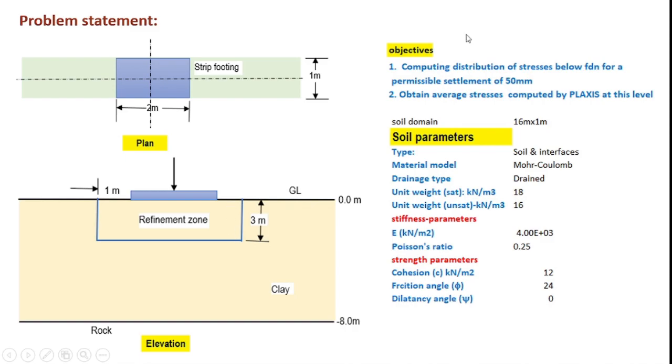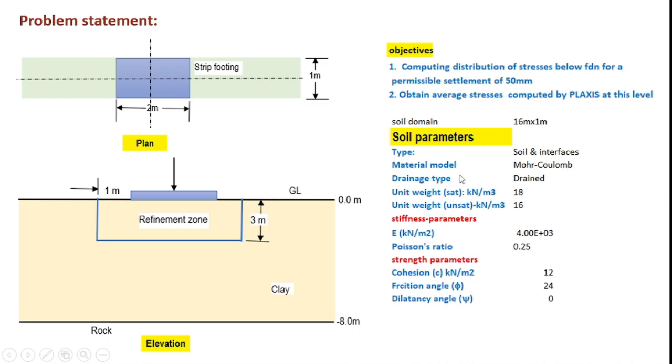Basically the objective of this tutorial will be to compute the distribution of contact stresses below this strip foundation for a permissible settlement of 50 mm, and also to obtain the average stress computed by Plaxis at this level. So for the Plaxis analysis, we consider a soil domain of size 60 meters by 1 meter. The soil will be a Mohr-Coulomb material model.